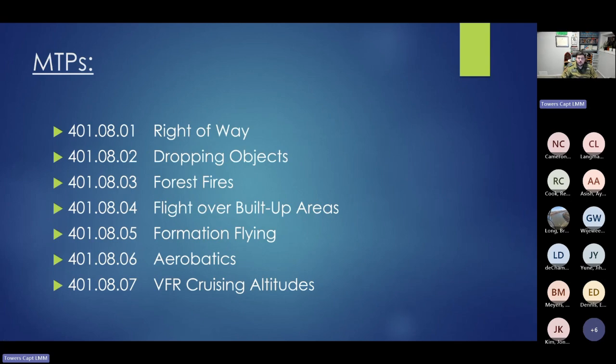We are going to go over right-of-way, dropping of objects, forest fires, flight over built-up areas, formation flying, aerobatics, and VFR cruising altitudes. At the end of the class, you should be familiar with the CARs pertaining to the rules of the air, right-of-way, altitude restrictions, and aerobatics. And as pilots, you will be required by law to follow the regulations.